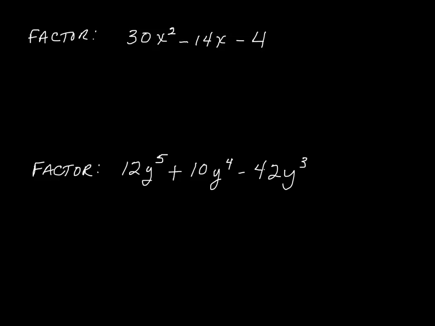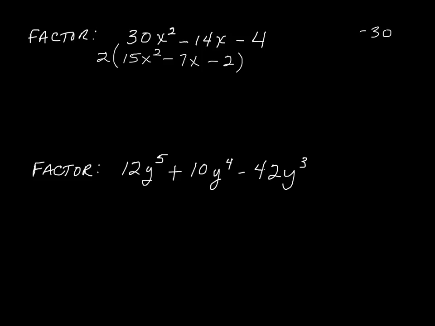Okay, I'm going to walk through these. I'm going to factor out a 2. That's the GCF. So if I factor out a 2, I'm going to be left with 15x squared minus 7x minus 2. All right, I don't have a leading coefficient of 1, so I have to multiply 15 times negative 2, so that's a negative 30. And I want it to add to negative 7.